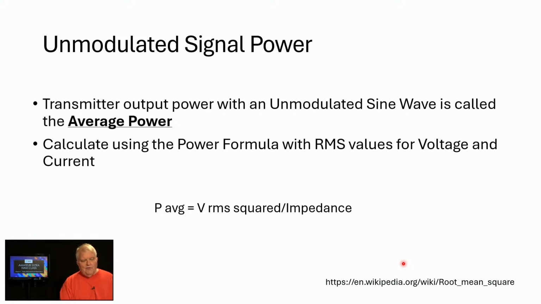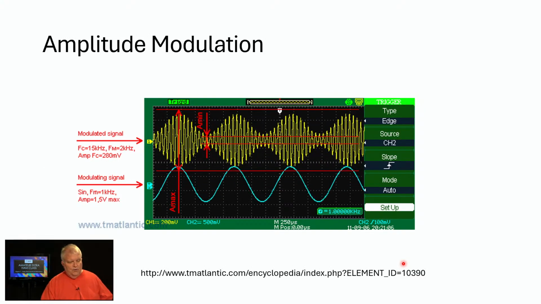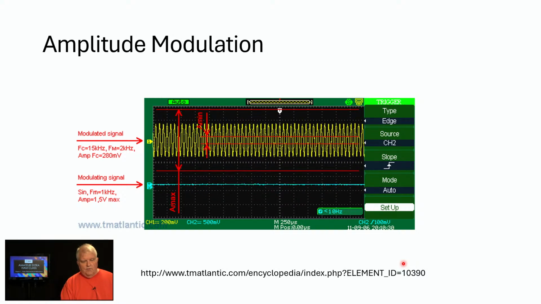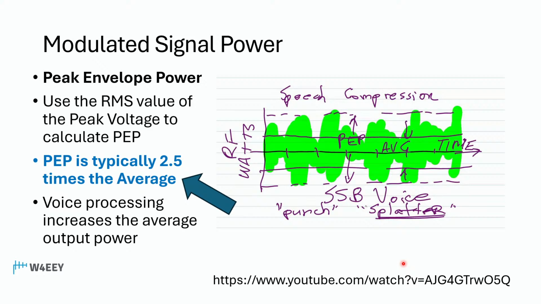Now, with modulated signals, as opposed to unmodulated signals, we look at the peak value of the voltage. And so to calculate peak envelope power, we find whatever the peak level is, and we multiply that by 0.707 to give us the RMS value. The PEP value is typically 2.5 times the average or unmodulated carrier. So this is something you might want to know.